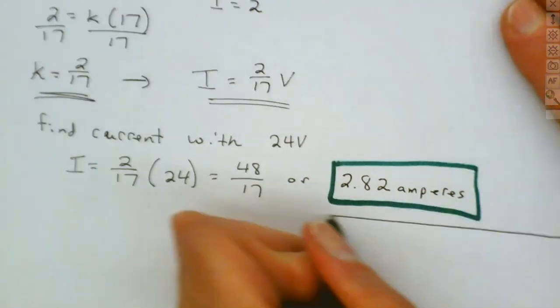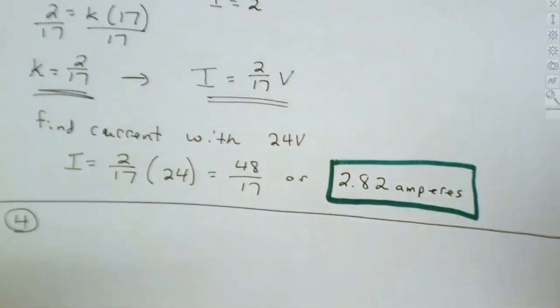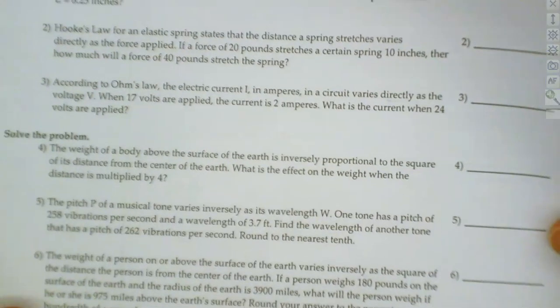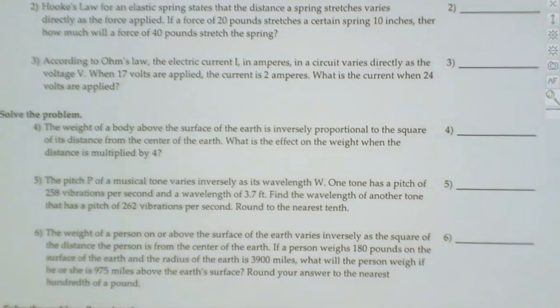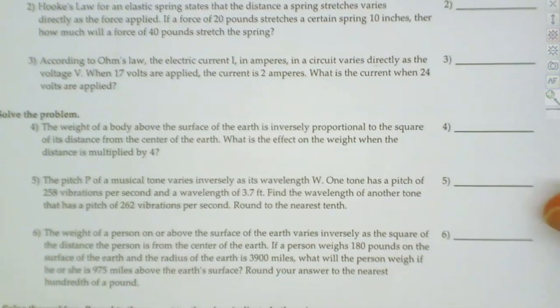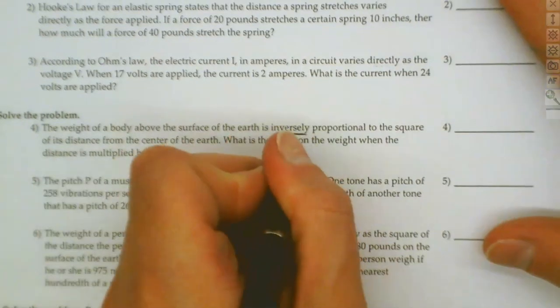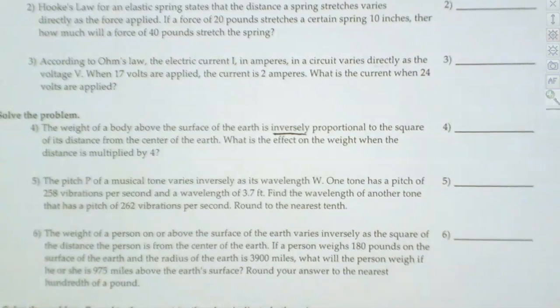Question 4. I believe question 4 is an inverse. So let's work with question 4. See if we can't see how this will work. Okay, so question 4. The weight of the body above the Earth's surface is inversely proportional. So inversely proportional, that means we're going to divide to the square of the distance. So that means we're going to be dividing by the square of the distance.